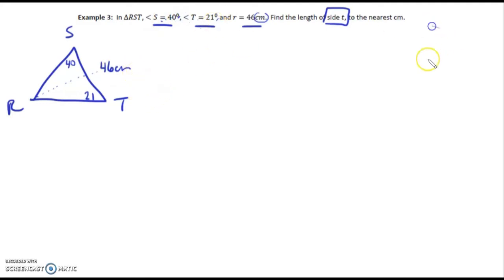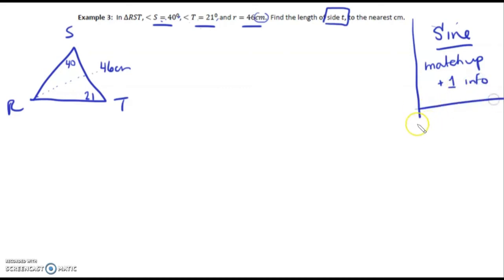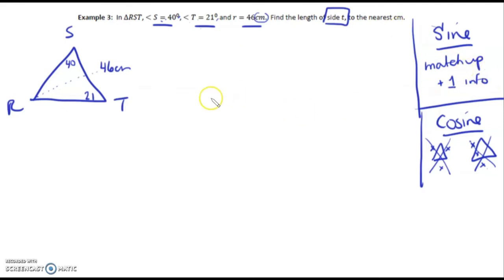Okay, so here's our debate. For the sine law, just at the side of the paper, we need a matchup plus one other piece of info. Okay, and at the side of your paper, I'm just going to write cosine. So for the cosine law, we either need all three side lengths or two side lengths and the contained angle. So do we have all three side lengths? No. Do we have two side lengths? No. Okay, so it's implying that we have to use sine law, but we don't have a matchup yet.